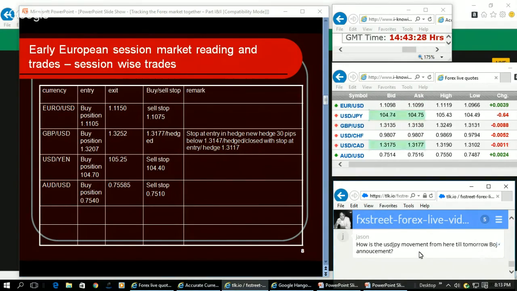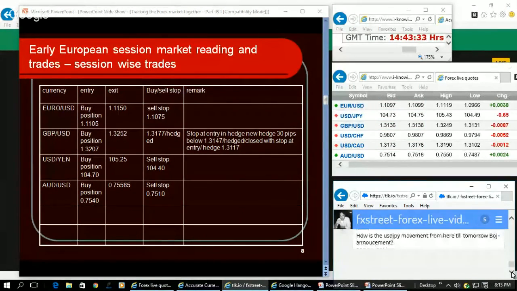Here is a question. How is the USDJPY movement from here till tomorrow? For the BOJ announcement, they are expected to make an upward spike in the case of USDJPY, and also the yen crosses to start with. And later on, during the European session, they are expected to gain levels in the case of Euro and GBP on the upside. So they are expected to gain more levels during the Japanese session for the BOJ announcement, and subsequently during the US session.